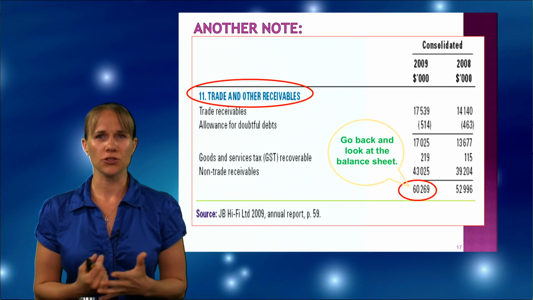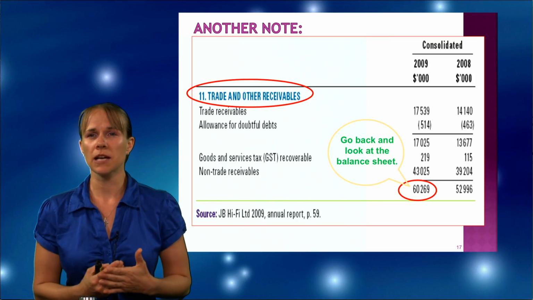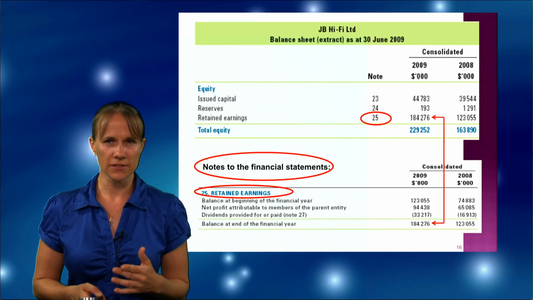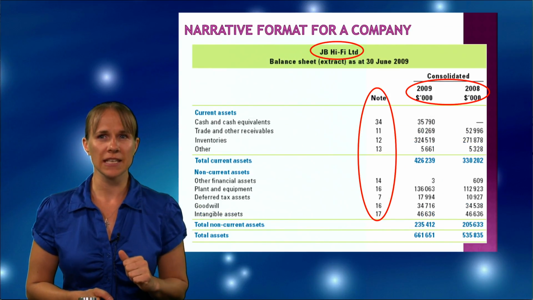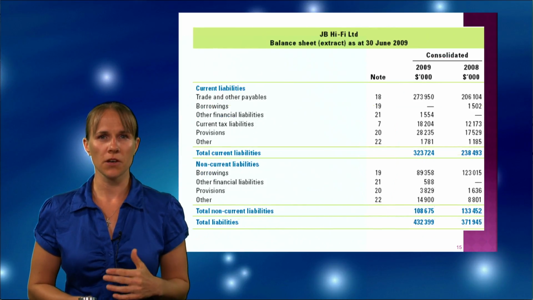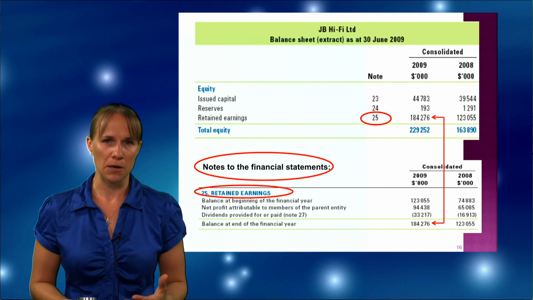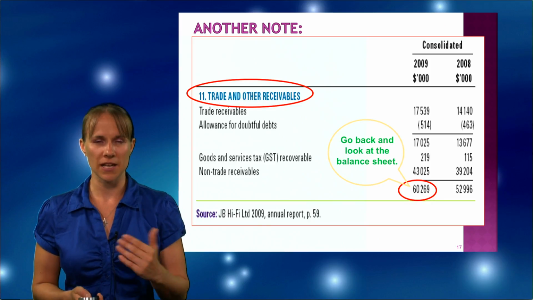Another note to have a look at, trade and other receivables. Their trade and other receivables comes out at 60,269. If we pop back, you can see on the second line there, 60,269. So the notes give that extra bit of information to explain the numbers. Your balance sheet's like a big summary, and the notes are the details.